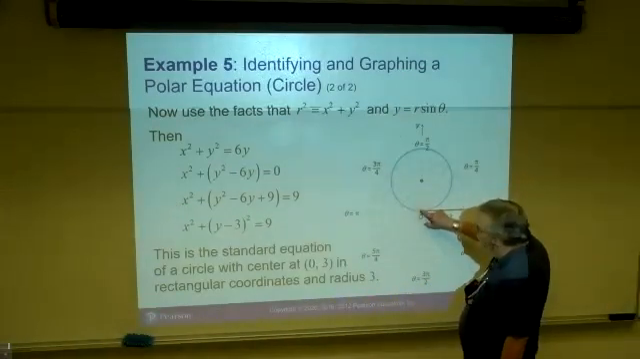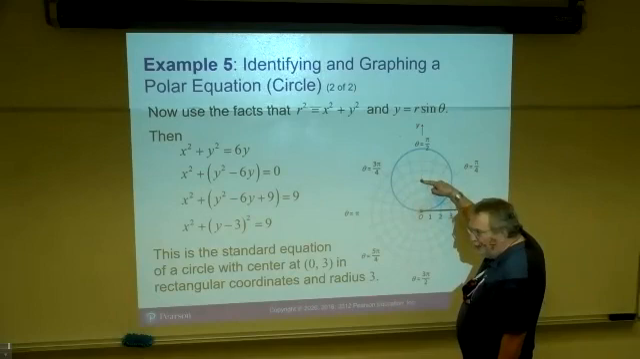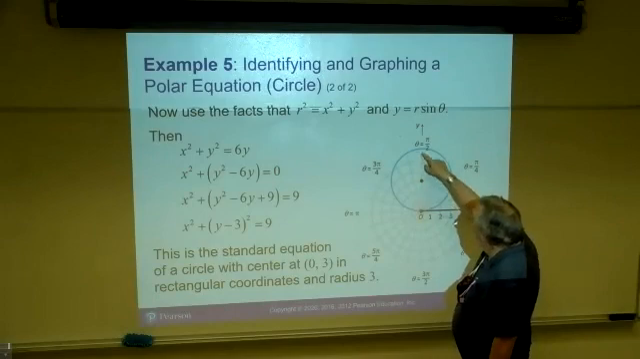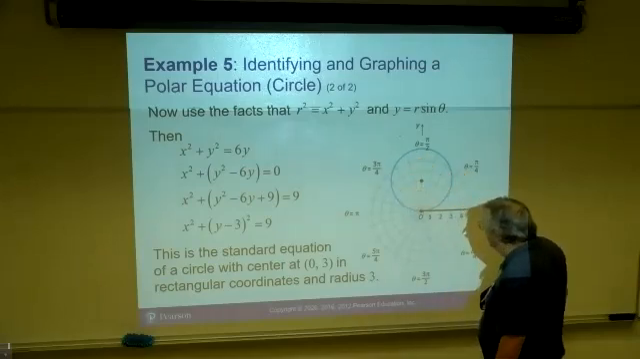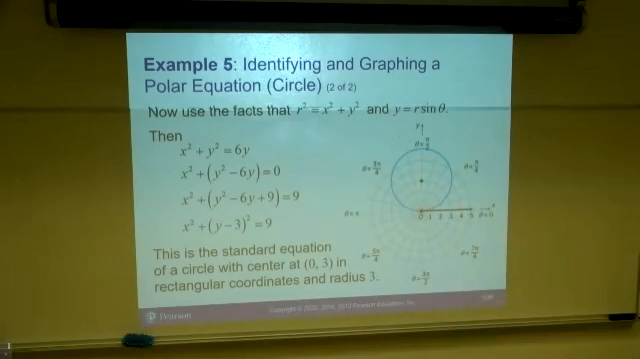Right. The point 0, 3 corresponds to this point, which is 3 units above the pole on theta equals pi over 2. And then the circle goes like that. So r equals 6 sine theta is that circle.